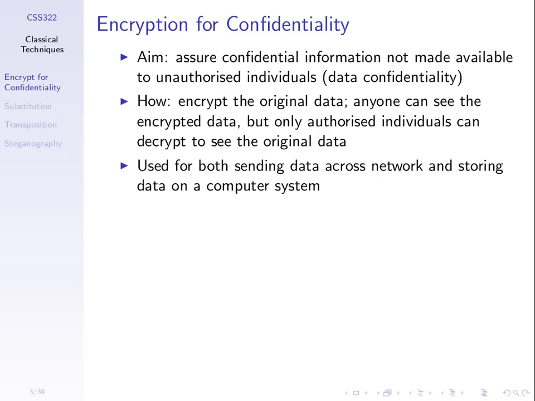So encryption is used for confidentiality for sending across networks and also storing, for example, storing files on a computer system. If you want to save a file on your hard disk and maybe your computer is going to be accessed by multiple people, one way to make sure that that data is confidential is to encrypt the file. So that's not sending across a network, that's just storage, but the same technique is used, encryption. We'll focus mainly on examples based upon sending across a network.